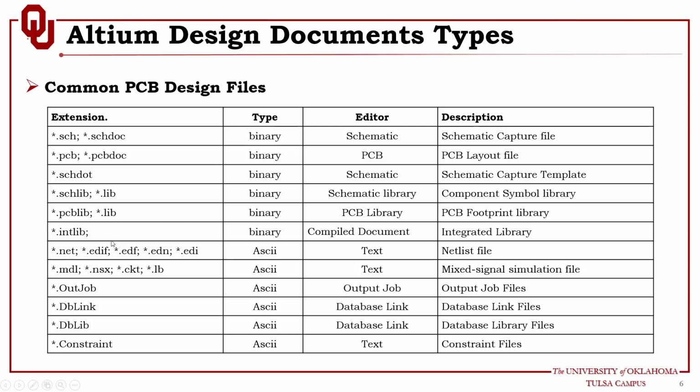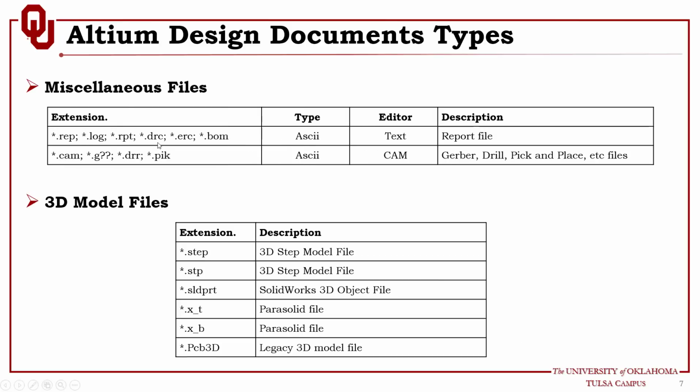And we have other types of files. We'll go over them at the right time. So here we have the MISC files. These are text. Basically all of these are report, log, bill of material, electrical rule check, design rule check. Also we have the fabrication files, which go under CAM, drill, pick and place, and the Gerber files. These can be edited by any text editor or CAM editor.